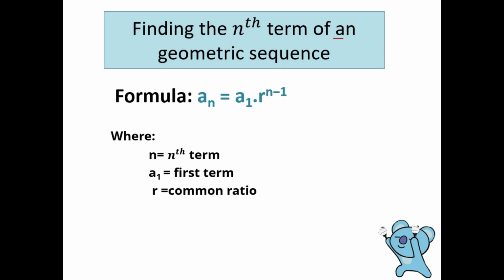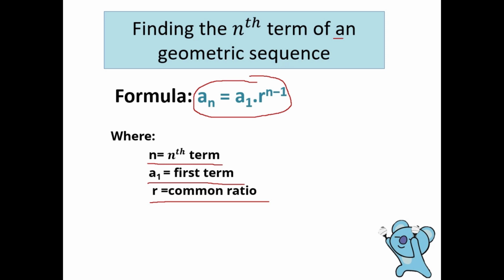It should be a here. We have the formula, and then I want you to take note for the formula that we have. You have it here: a sub n is equal to a sub 1 times r raised to the power of n minus 1, where n is the nth term, a sub 1 is the first term, and r is our common ratio. And everyone, please take note of the formula and its legend on how we do this, or finding the nth term of a geometric sequence.